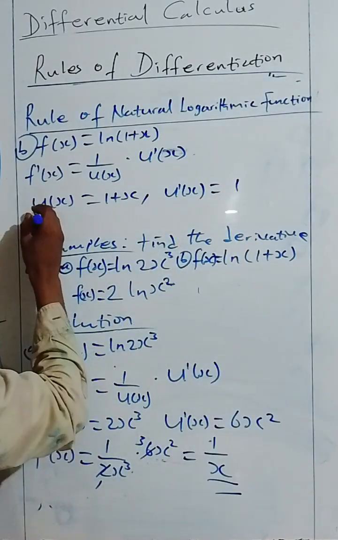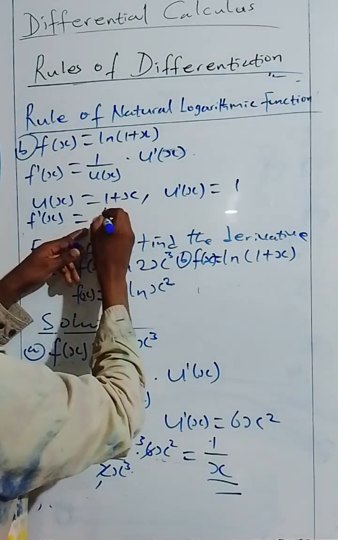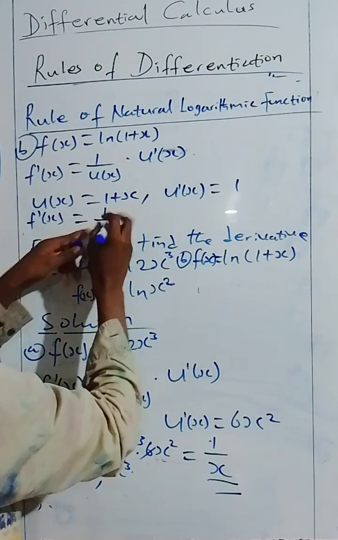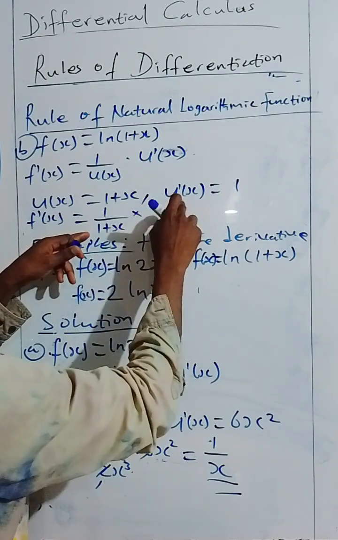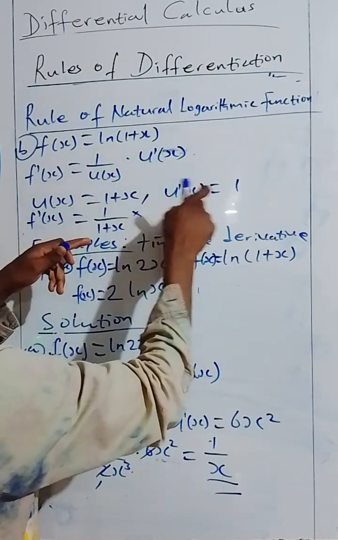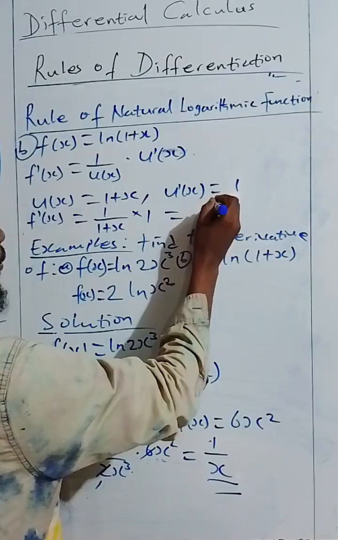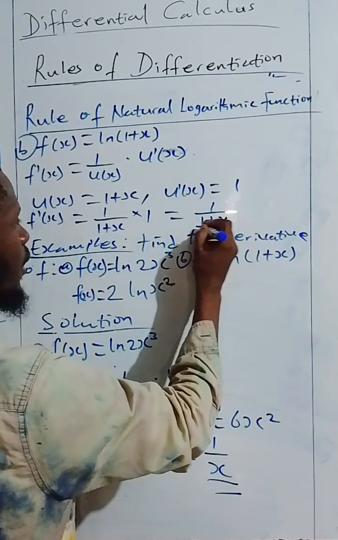In other words, our f prime of x is now equal to 1 over u of x, where u of x is 1 plus x, then multiply by the derivative of this u. The derivative of u is 1, so multiply by 1. So our final answer is 1 over 1 plus x.